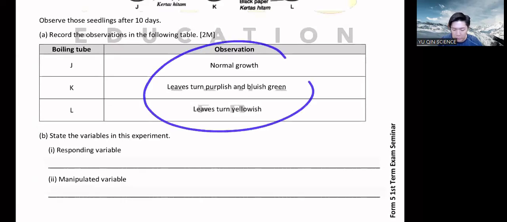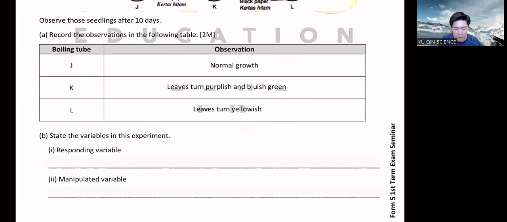Responding will be like whether healthy or not healthy, right? So we will say the growth. Healthy, not healthy. How is it like growing good, growing not good? So we say growth of seedling. Okay. Color of the leaves.